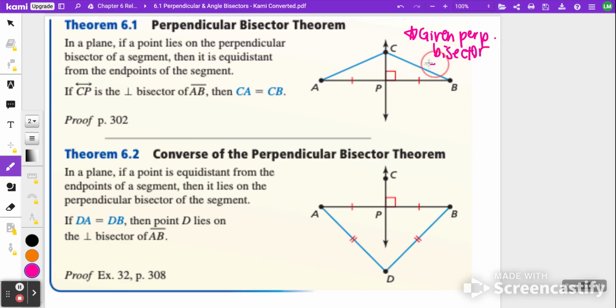And you know the segments are equal. Okay, perpendicular bisector theorem states this.